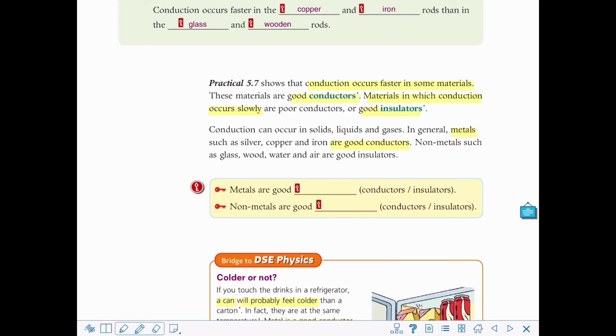Conduction can occur in solids, liquids, and gases. In general, metals such as silver, copper, and iron are good conductors. Non-metals such as glass, wood, water, and air are good insulators. Now we have a very brief summary. Metals are good conductors. Non-metals are good insulators.